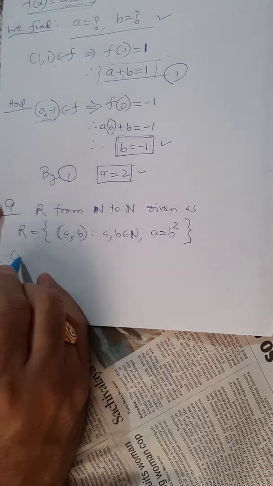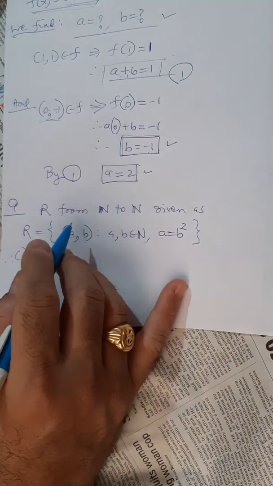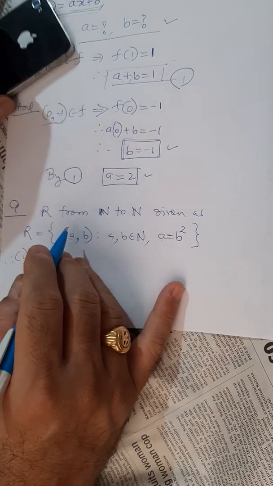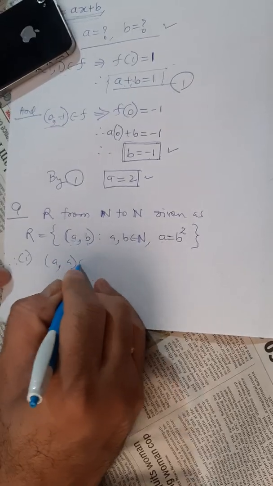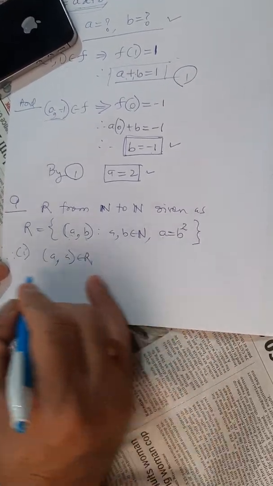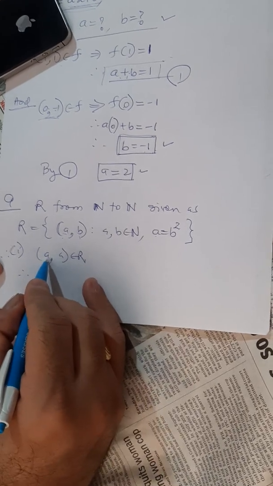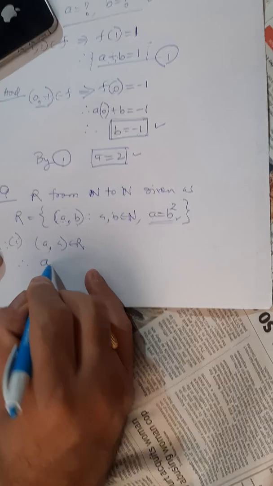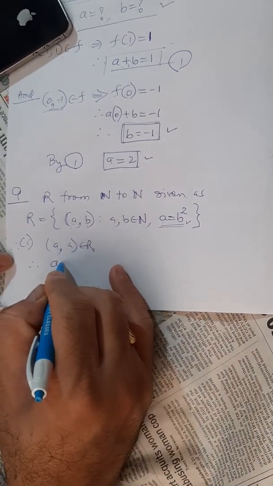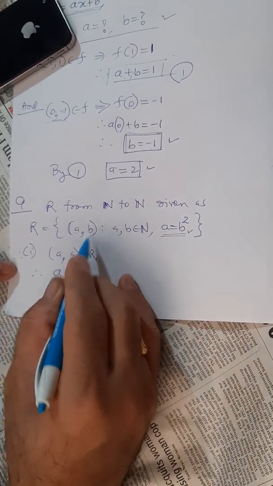So if I go to the first question here, the question is whether this statement is true or not. So a comma a belongs to R. Is this true? This is the question. Now, this means this condition should be true. So you have, here a is equal to a square.